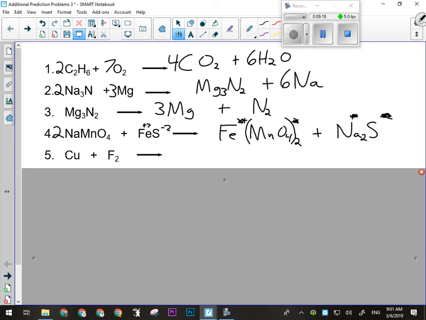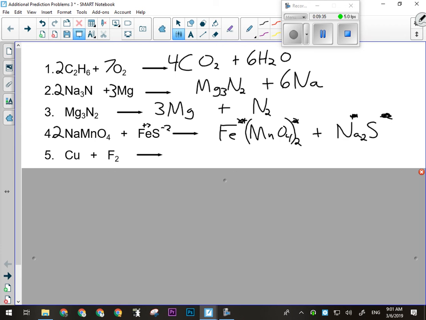Okay, let's have a look at that one then. Okay, I've got copper reacting with fluorine. Element plus element is synthesis. All right, so this is going to make a single compound. What kind of compound is it going to make? It's going to make an ionic compound. One of them is a metal, the other is non-metal.